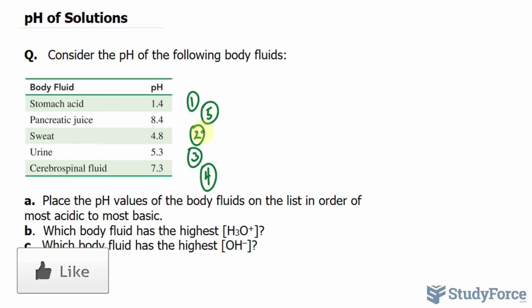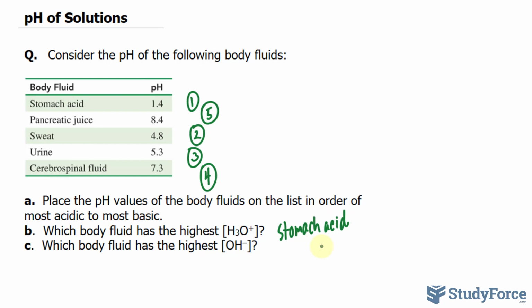That answers A. Moving on to B, which fluid has the highest concentration of H3O+, known as hydronium ions? The way you determine this is by looking at the acid that's strongest, because the stronger the acid, the more readily it dissociates into H3O+. The strongest acid here is stomach acid, so expect the highest concentration of H3O+ to exist in the stomach. So here we should write down stomach acid.